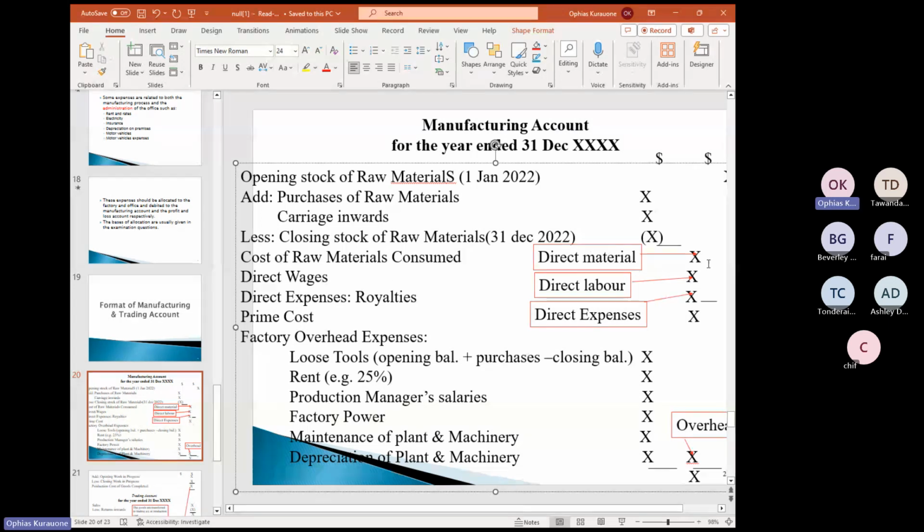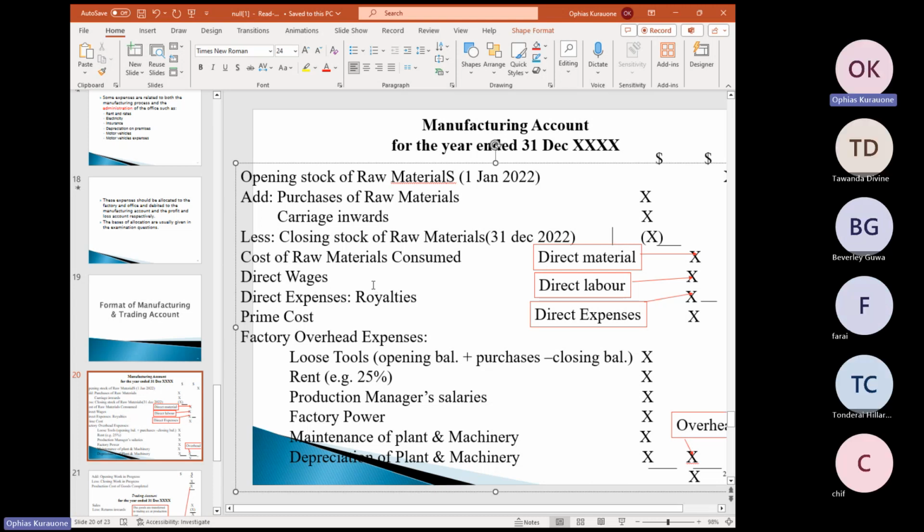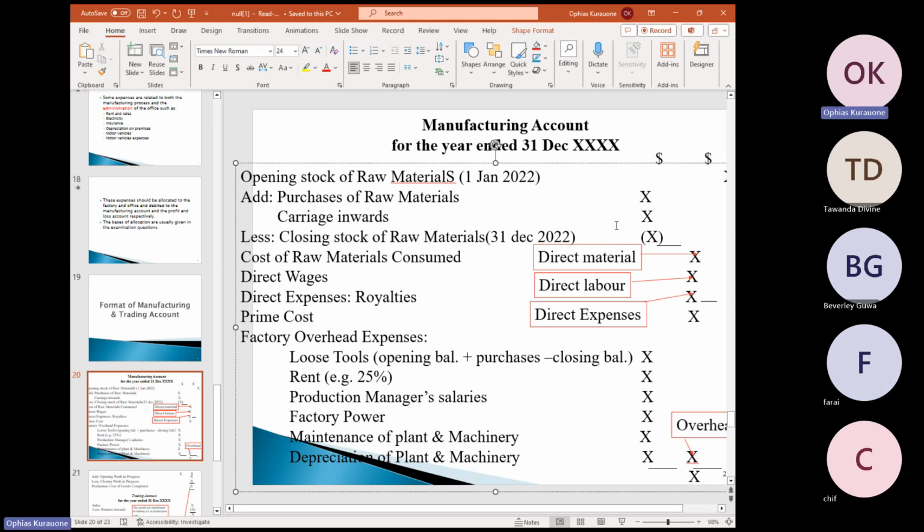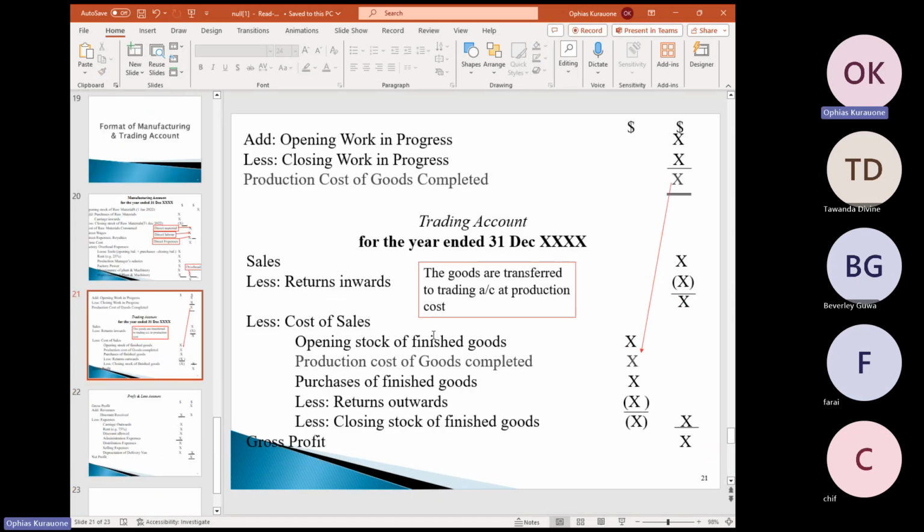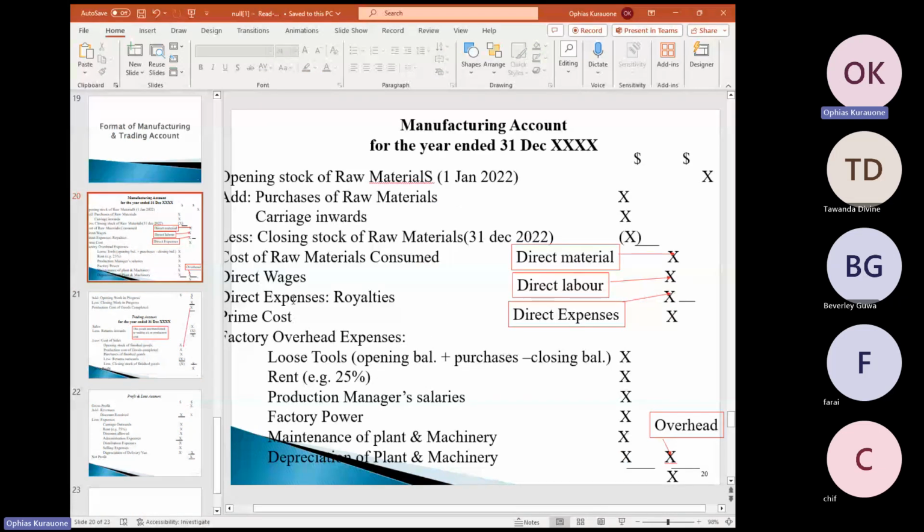Then you go to direct wages. This one doesn't have an opening or closing stock. Then you go to direct expenses, let's say royalties. Again, this one does not need much labor. You don't have to struggle on that. Okay, then we go to factory overhead. Here we've got indirect wages. We've got loose tools, opening balance plus purchases, less closing balance. Then rent, maybe 25%. If they say the rent is paid at 25% of the value of the machinery, so you pay 25% of the value of what?